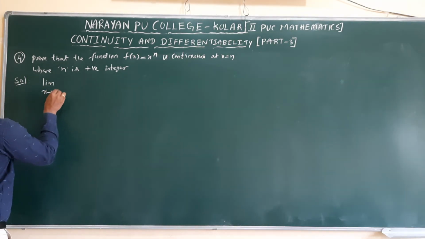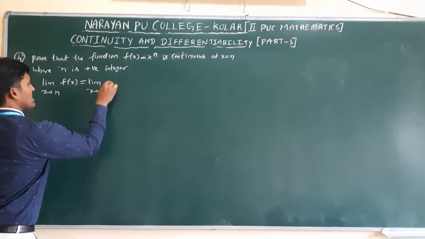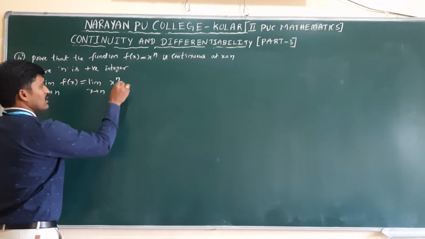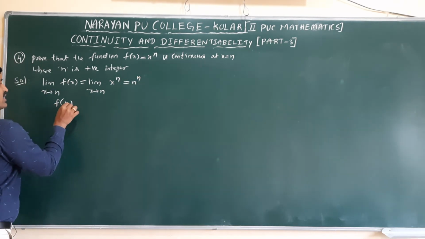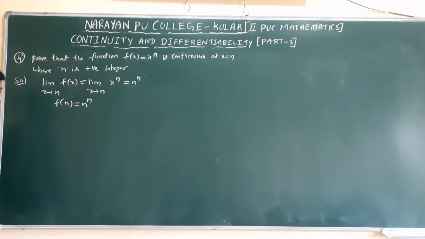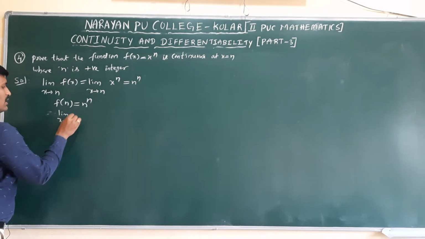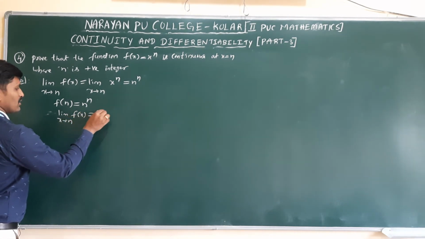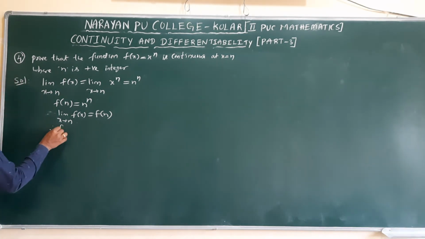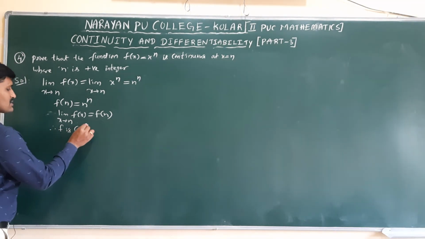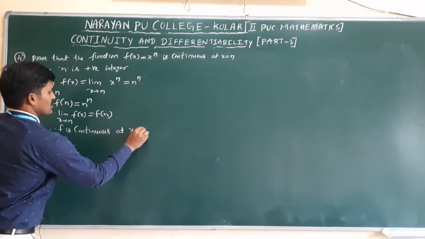We use the first definition only. Limit as x tends to n of f of x equals limit as x tends to n of x power n. In the place of x substitute n, so n power n. Next, f of n is n to the power of n only. Therefore, limit value and function value are both the same. Limit as x tends to n of f of x equals f of n. Therefore, we can write f is continuous at x is equal to n.